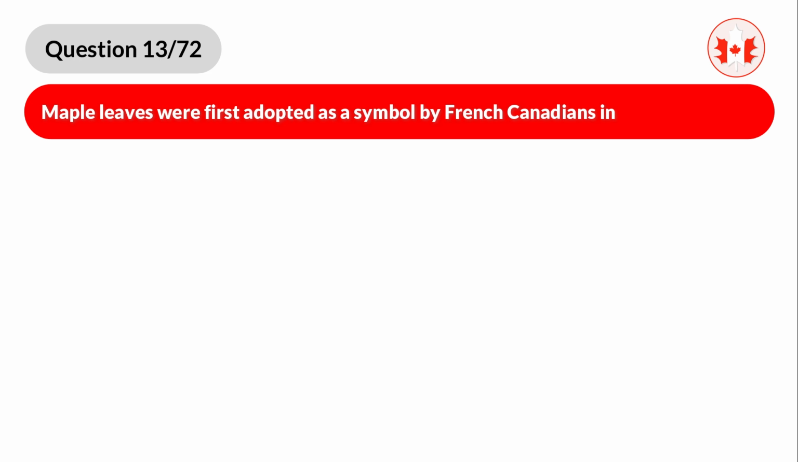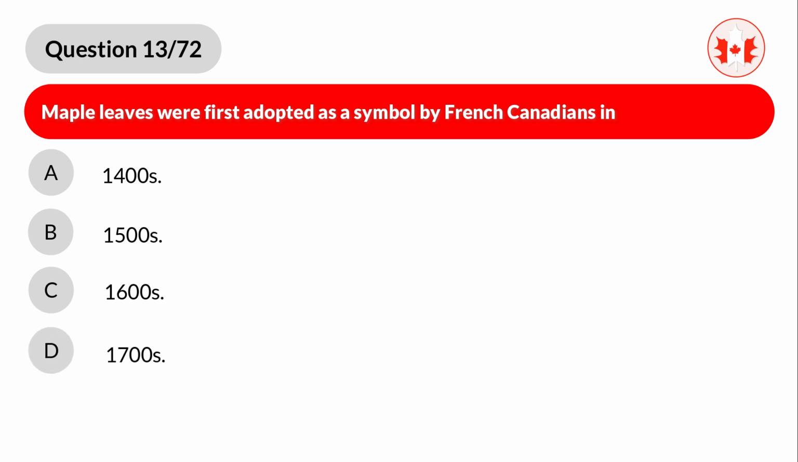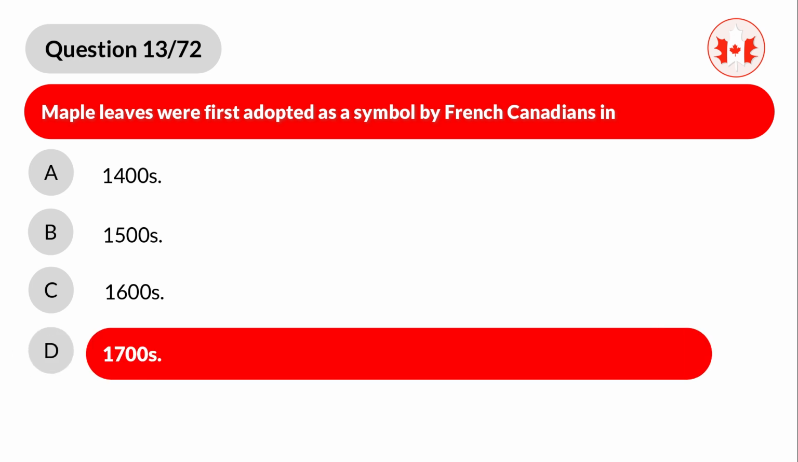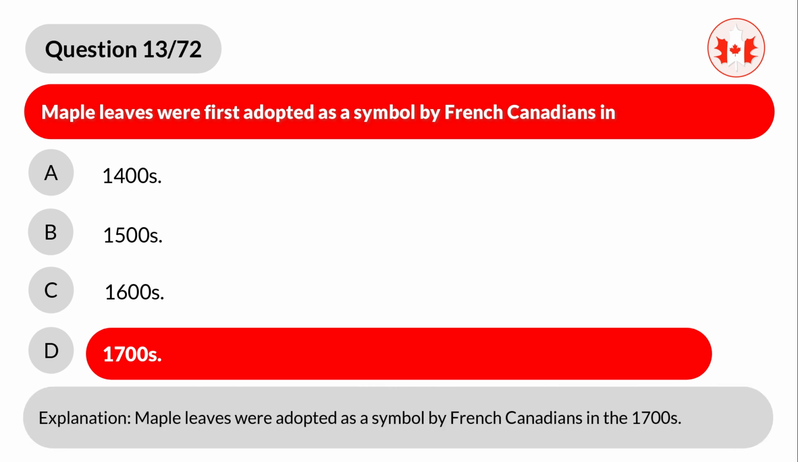Question 13. Maple leaves were first adopted as a symbol by French Canadians in: A. the 1400s. B. the 1500s. C. the 1600s. D. the 1700s. The correct answer is D. The 1700s. Explanation: maple leaves were adopted as a symbol by French Canadians in the 1700s.